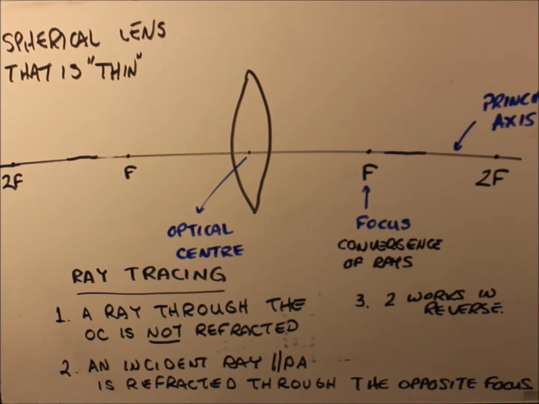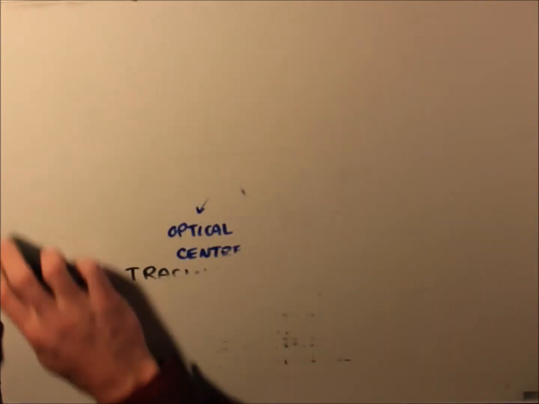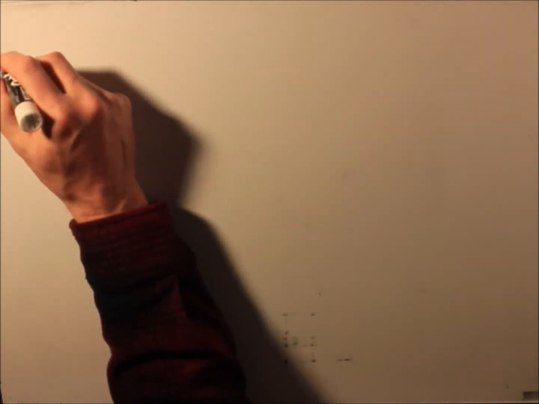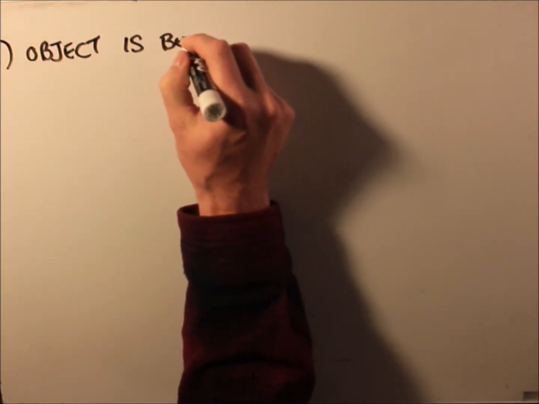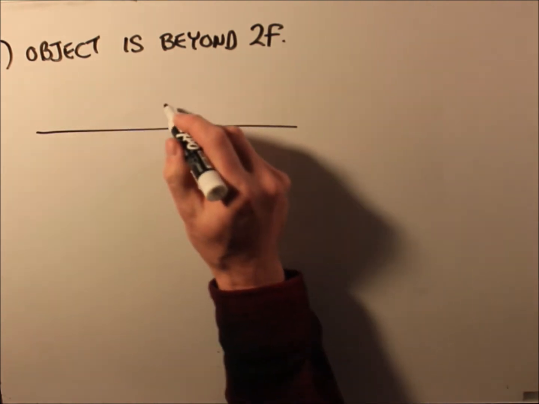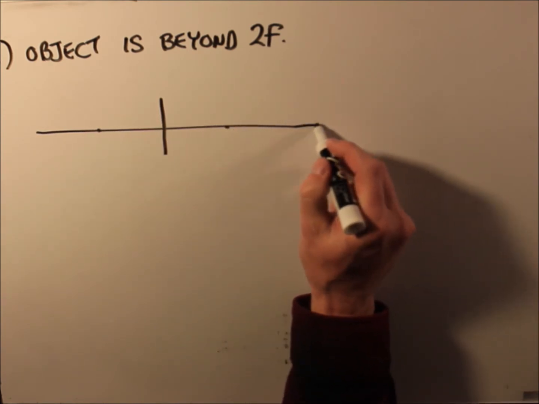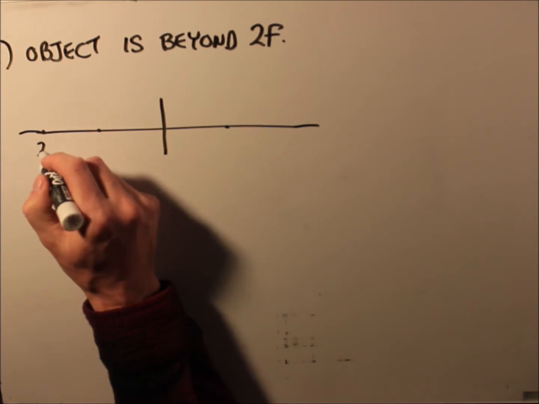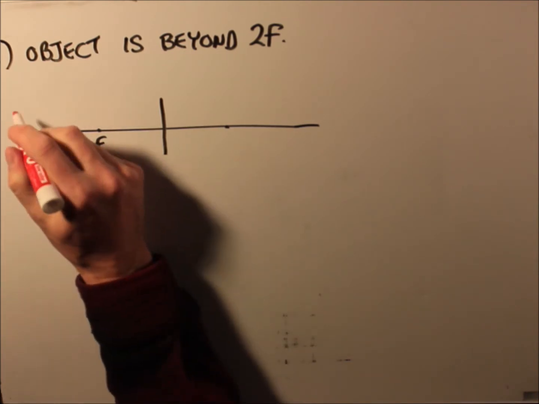So let's rub some stuff out here and make some basic diagrams and see if we can understand what's going on. The first case we'll have here is where the object is beyond 2F. So we'll take our axis, we'll just make the lens aligned, keep it simple here. We have our foci on either side, make things a bit longer. Here's 2F and F. And so we're going to put our object right here.